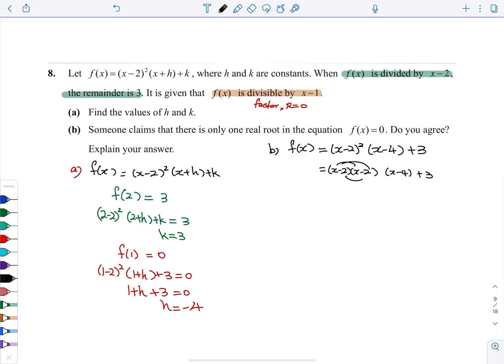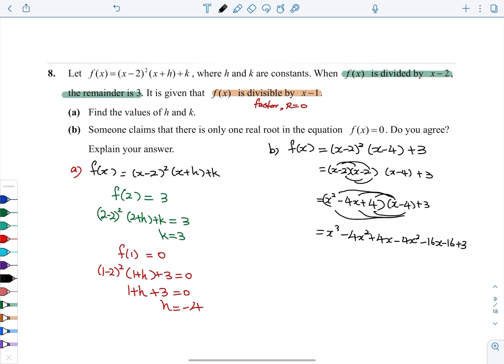So you have x squared minus 4x plus 4, and then also do with x minus 4 plus 3. Again do it: 1, 2, 3, 1, 2, 3, like that. Let's do it. You have x cubed minus 4x squared plus 4x, and then negative 4x squared, negative 16x, negative 16 plus 3 in the end.